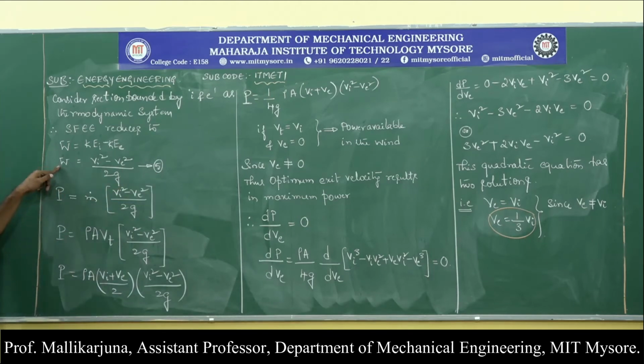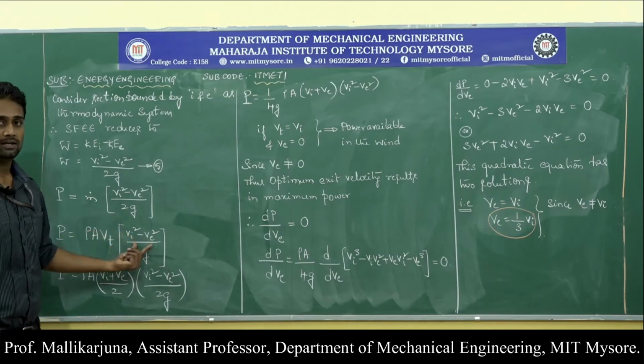And then if I want to get the power, I have the work done by the air, or work done from the wind turbine. If I multiply by the mass flow rate of the air, power will be obtained. So power is mass flow rate multiplied by the change in kinetic energy, which is nothing but the work done. We have already got mass flow rate as rho A Vt, where rho is the density, A is the area, and Vt is the turbine velocity, and then the change in the kinetic energy.